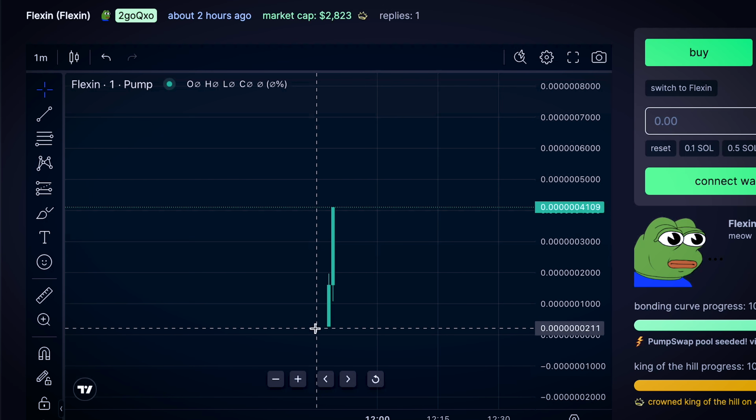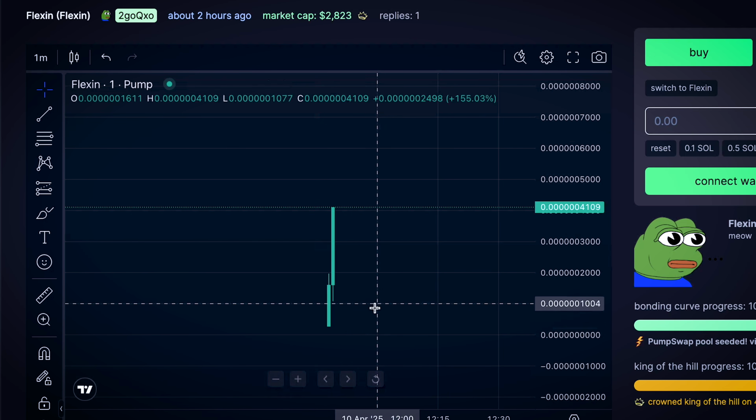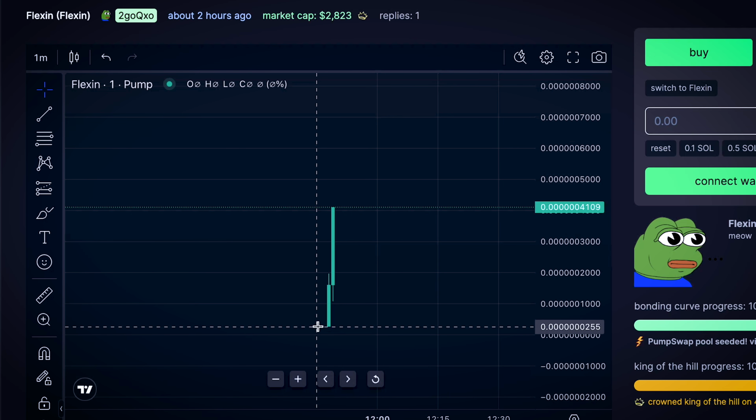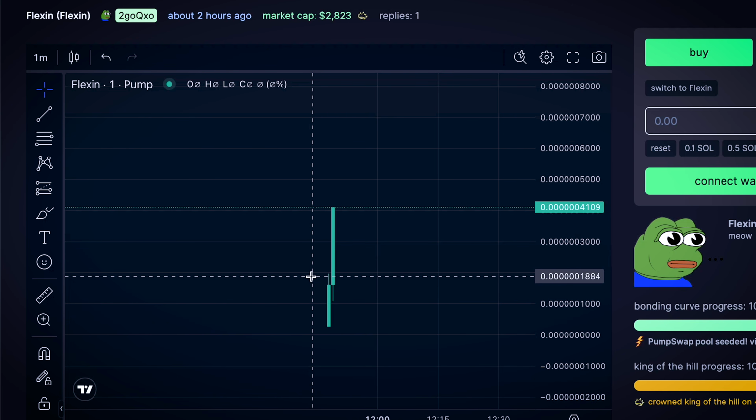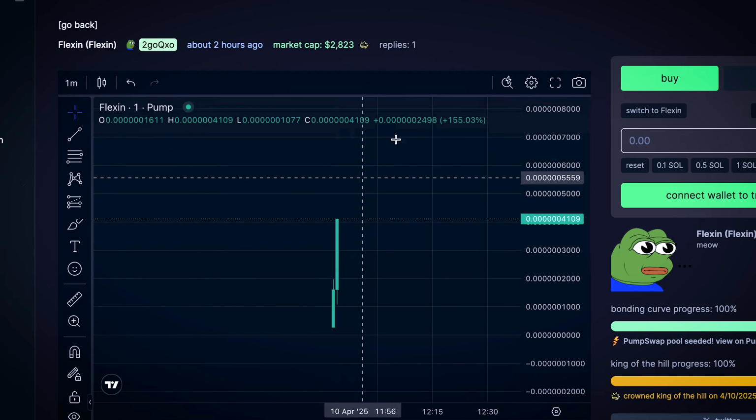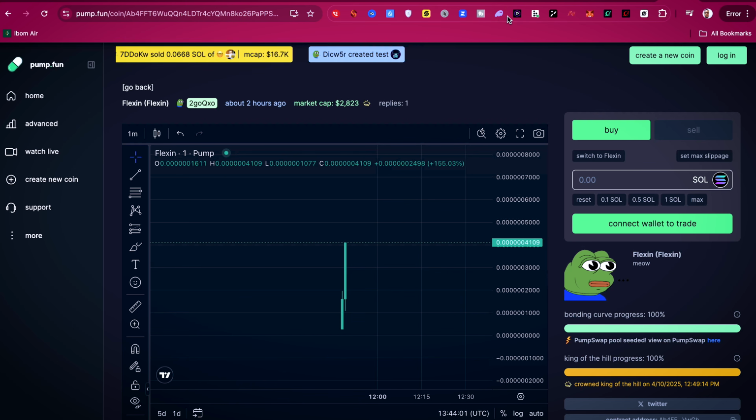But this is how bundling works. When they create the coin, they instantly buy up a large share of the supply. Sometimes they buy 60, 70, 80% of the supply and leave the rest for people to buy. When you see a coin pump this fast, it's a red flag, especially if it's on Pump.fun or a newly created coin showing up on DexScreener. So what do you want to check?